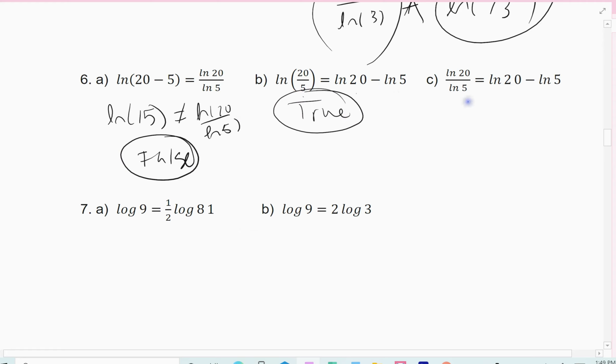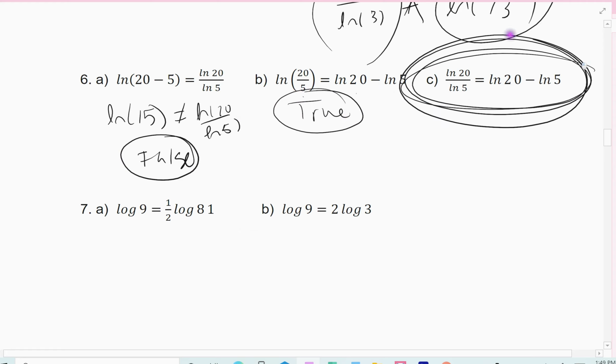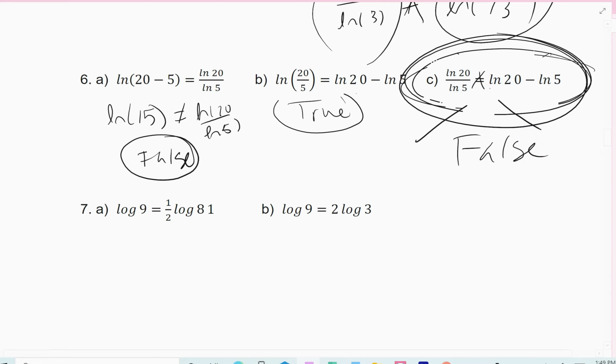The next one is false. This is the biggest mistake students typically make with logarithms. They think they can write it this way, but that's not true. It's got to be division inside my logarithm. If it's division outside my logarithm, that's really a change of base formula, and so this is false. If you typed it in your calculator, you'll find that those two expressions are not the same. The natural log of 20 divided by the natural log of 5 is not the same as the natural log of 20 minus the natural log of 5.